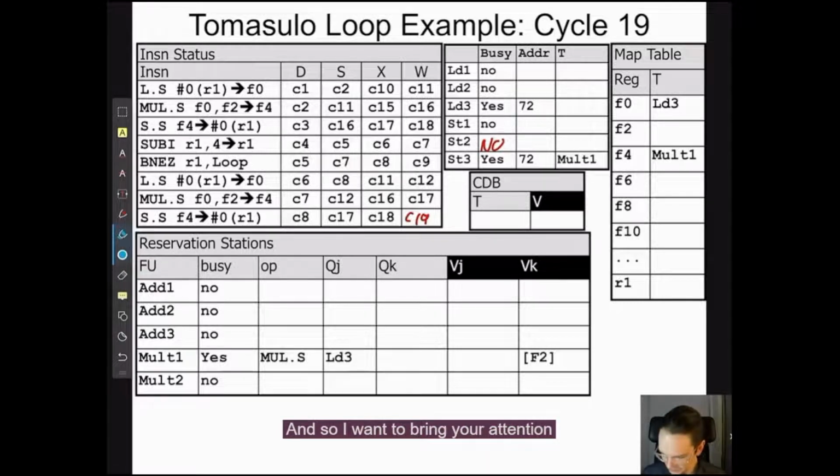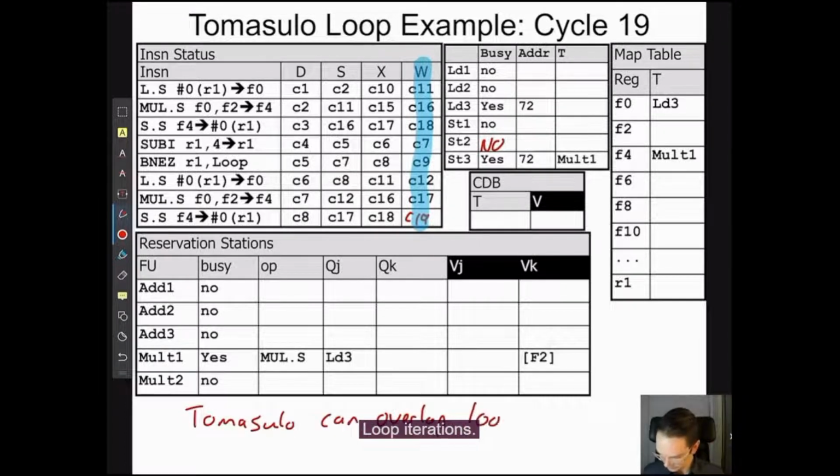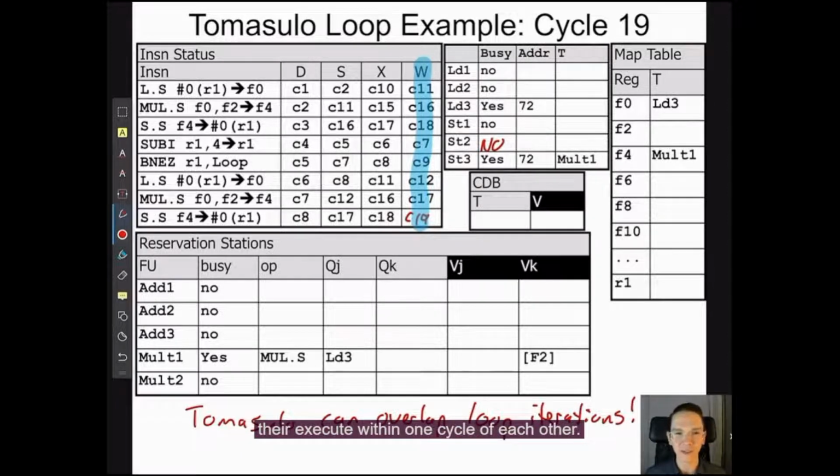And so I want to bring your attention, similar to how we ended the last video, take a look at that write back stage. One obvious takeaway is we are achieving out-of-order execution, out-of-order write back in particular for this column. But if you look even deeper, you will notice this example shows us that Tomasulo can overlap loop iterations. Both the first and second loads finished their execute within one cycle of each other. The multiplies were overlapped in their executions. The store instructions were overlapped in their execution and write back.